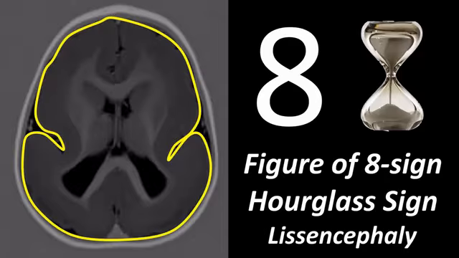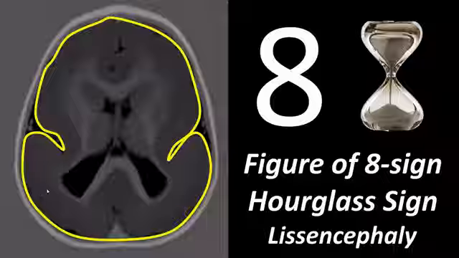which is why this morphology is called the figure of 8 sign or the hourglass sign. So this is a rare disorder. It's also a genetic disorder, and it's basically caused by a failure of migration of the developing neurons from the periventricular zone to their final region in the cerebral cortex. And this thick band is just a layer of arrested migrating neurons.